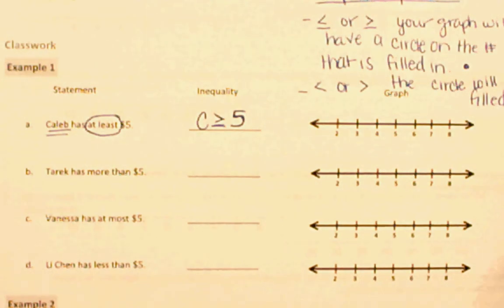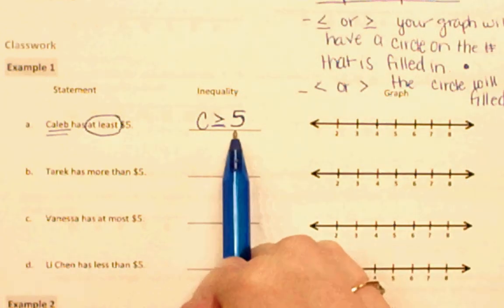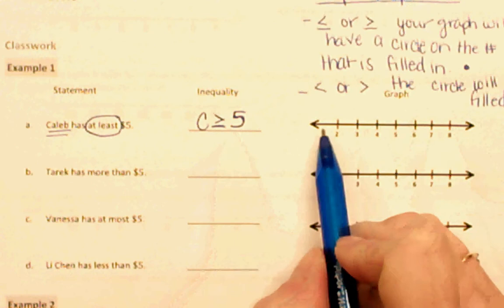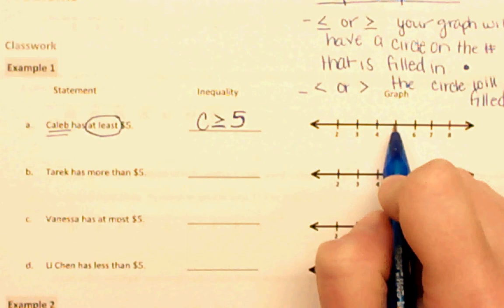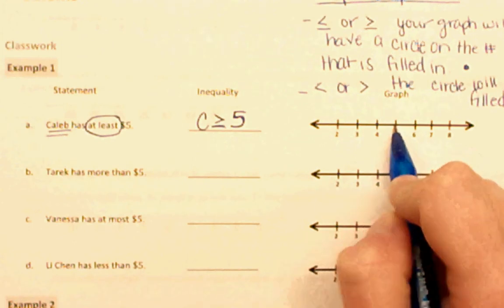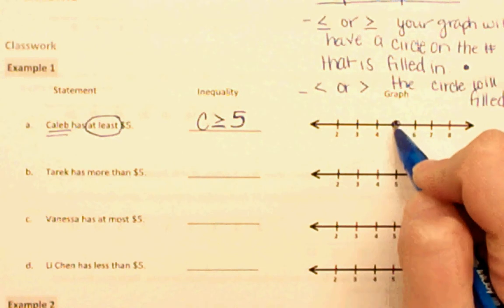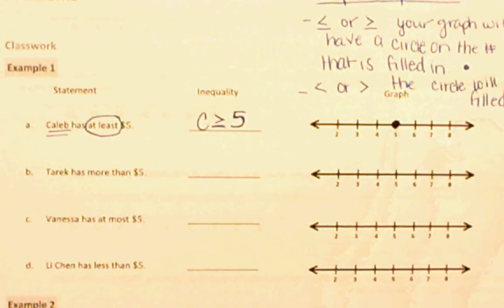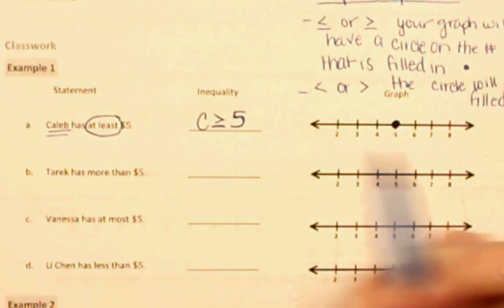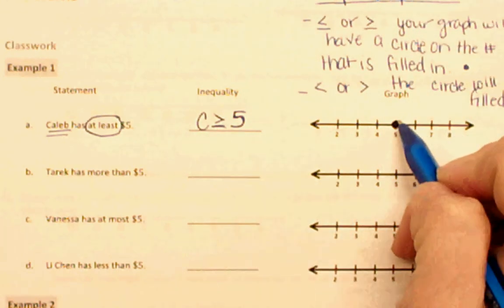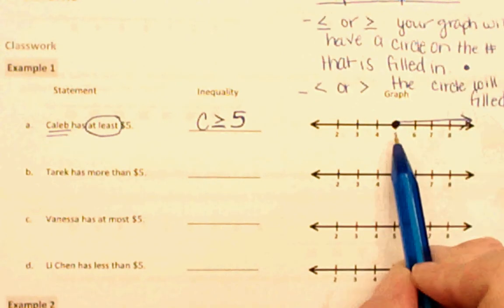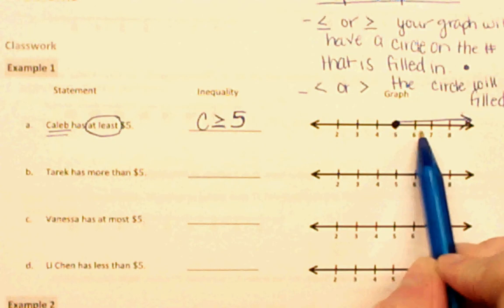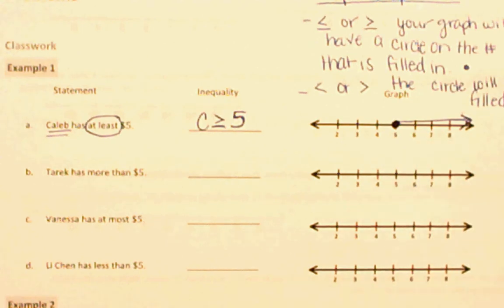Now when you plot this on your graph, you're going to go to the numerical value you have in your inequality, which here is 5. So I'm going to go to 5 and think about it. Now up here in my notes I said if it has the greater than or equal to sign, your graph will have a circle and it's going to be filled in. By filling it in, that says that that person can have that amount. Okay? And because C is greater than or equal to 5, my arrow on my inequality graph is actually going to go to the right. This says he can have 5, he can have 6, he can have 7, or he can have 8. Okay?